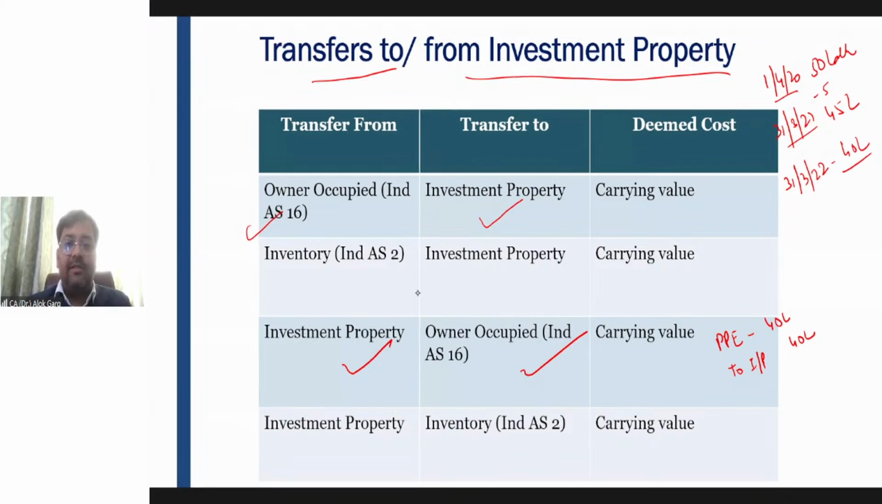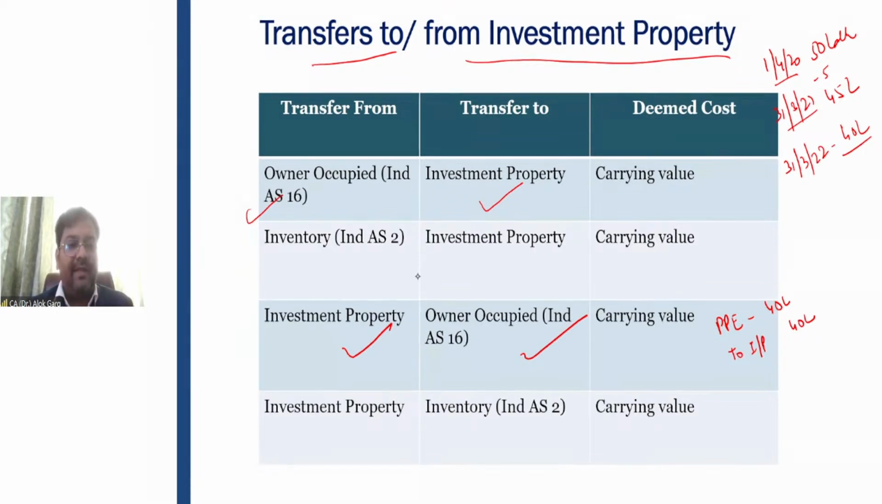Have you understood this? Tanuku, have you understood this? Yeah. So why have they talked about the carrying value? Viraj, what is not clear? Can you please confirm what is not clear so that I would be able to explain it again?